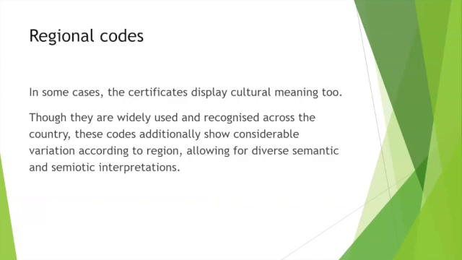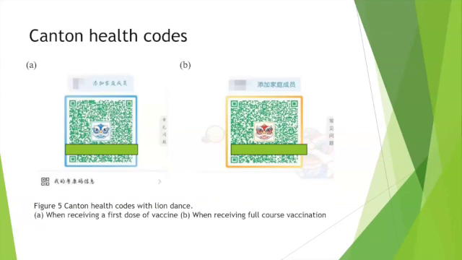Okay, so some certificates have cultural meaning and are widely used, but they have diverse semantic meaning. Here are some from Canton with the lion dance. Wu shi is synonymous with the lion dance. Somebody who speaks Cantonese would know that the double use of that word can be understood, showing that everyone will be safe and healthy, receiving the first dose of vaccine and then changing to the second one. If you didn't know about that, it mightn't necessarily have the same meaning as for somebody in Canton.